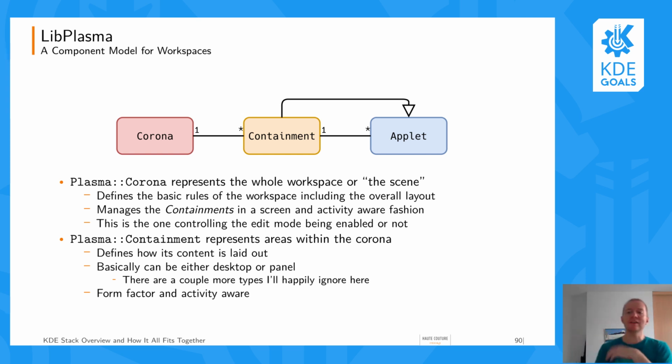Plasma containment represents areas within the corona. So that's the one which allows you to say, okay, that's the back of my screen, right? The wallpaper and so on. That's a containment. The bar where you have your virtual desktops and your tasks and the sys-tray and so on, that's a containment as well, okay? So they can be basically desktop or panel. There's a few more types, but we will ignore them here. Some of them are for mobile use, actually. The corona and the containments are form factor and activity aware.